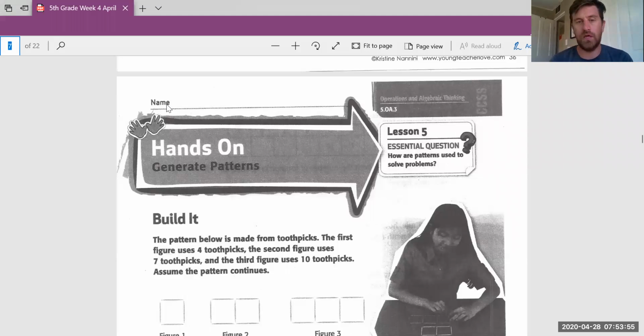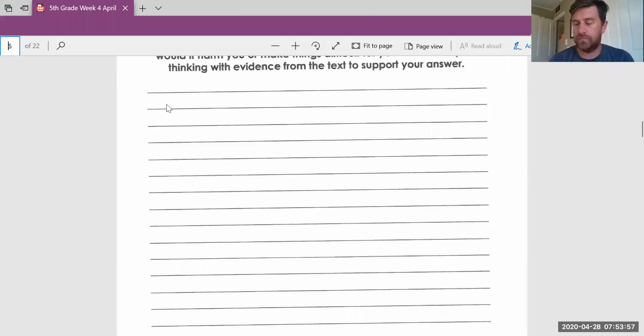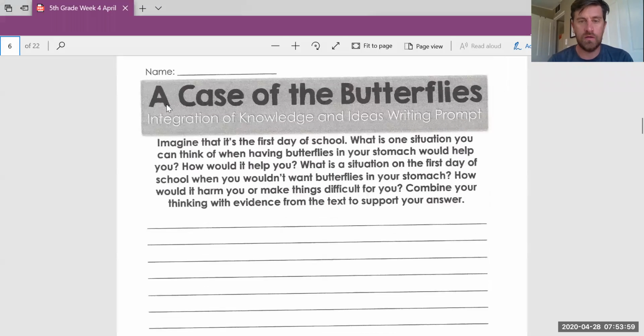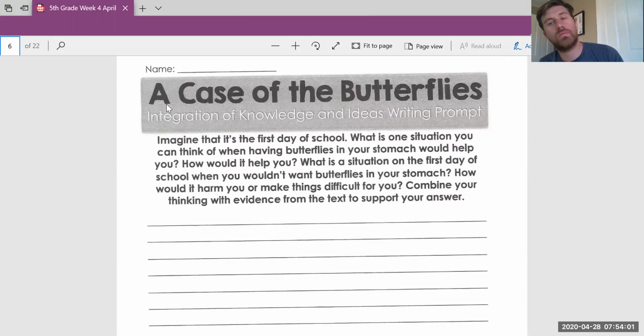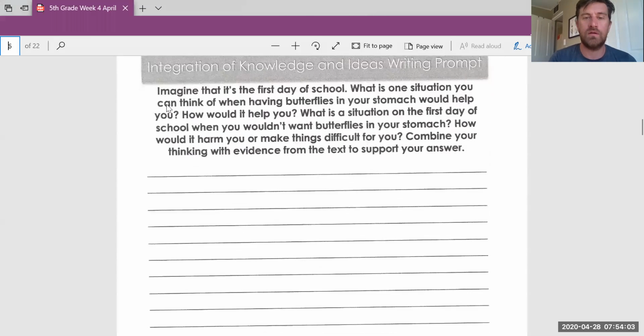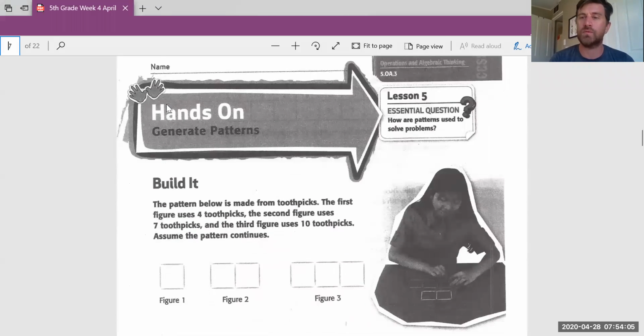What's the paragraph for the week? Case of the Butterflies. Hopefully that's a good reading. Not actually about butterflies, but what happens when you get nervous, right?